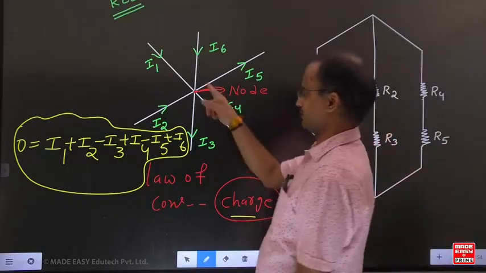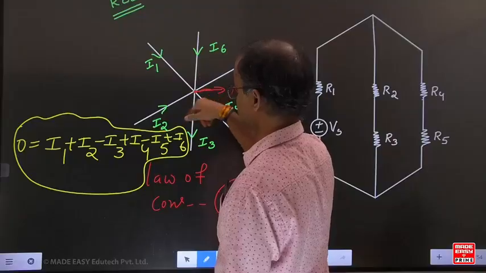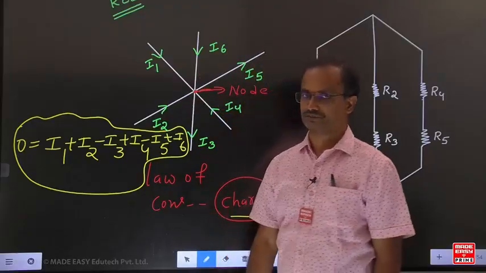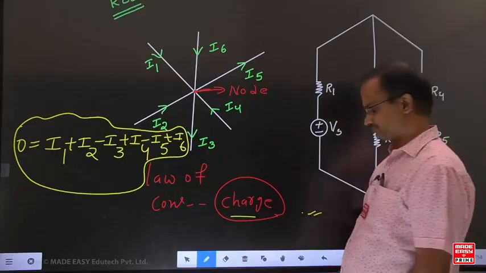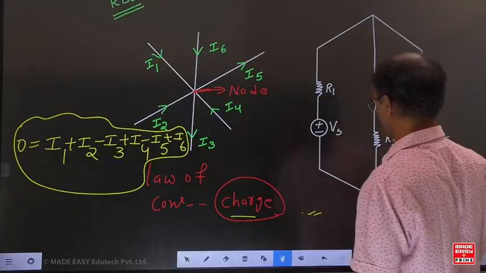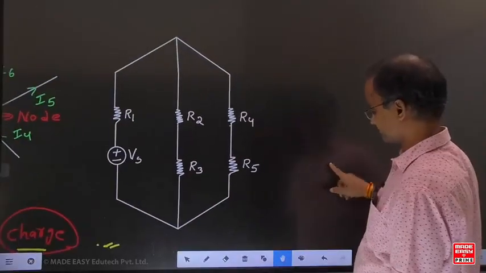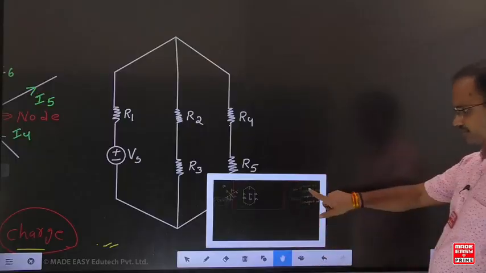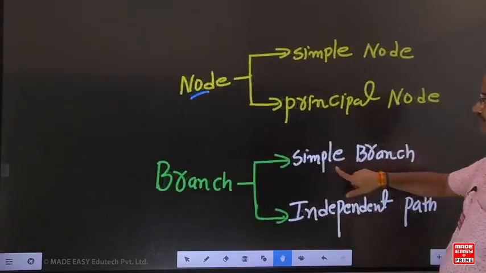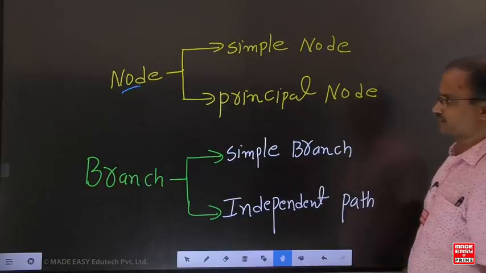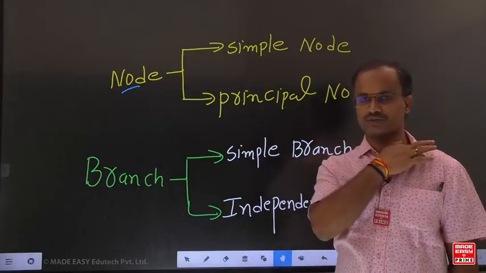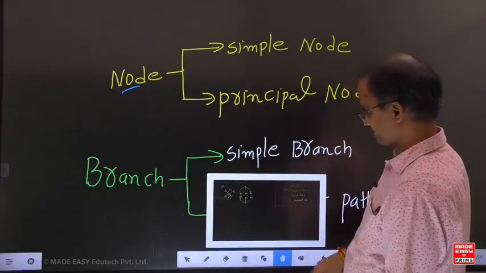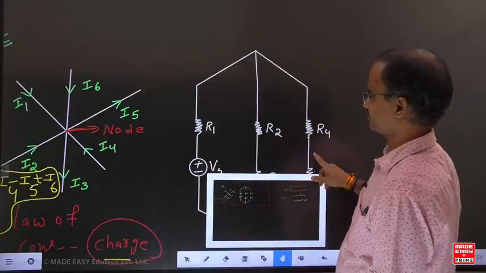Again, come to the node. Here, in this example, 6 branches are connected at one common point. This common point is named a node. Nodes also are of two types: one is a simple node, the other one is a principal node. Let us see what is the difference between the simple node and the principal node.